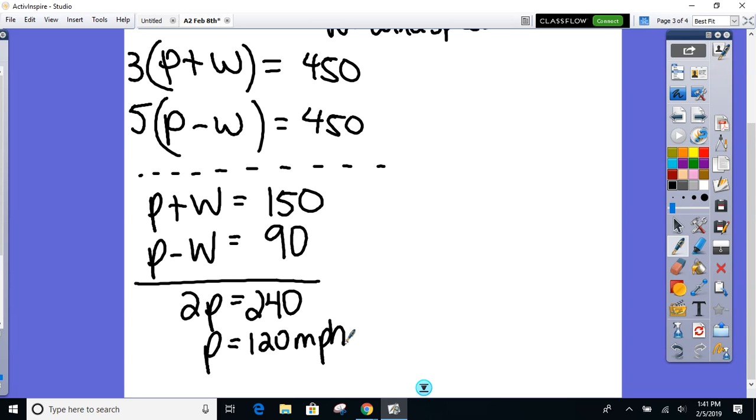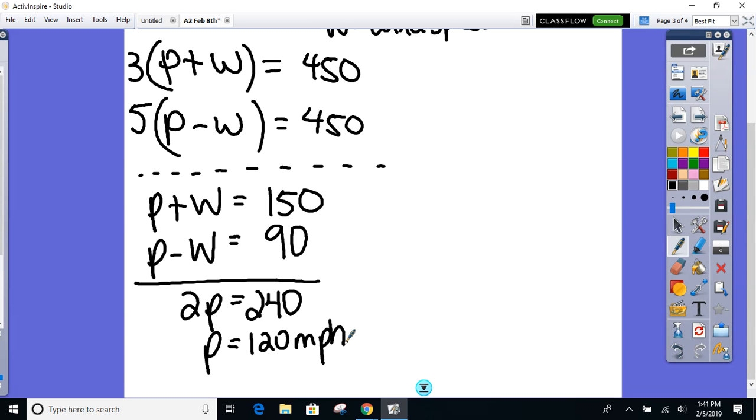I remember doing this last year, and at this point there was so much confusion about how to find the wind speed, and I don't know why. What would you do to find the wind speed now? Plug it in for P, but I've got a lot of P's up here. I don't care which one you plug it into, but make sure you do it correctly, because here's what was happening last year. Don't make this mistake this year. Kids were going up here, plugging in the 120, but forgetting to multiply by 3. They would just do P plus W equals 450.